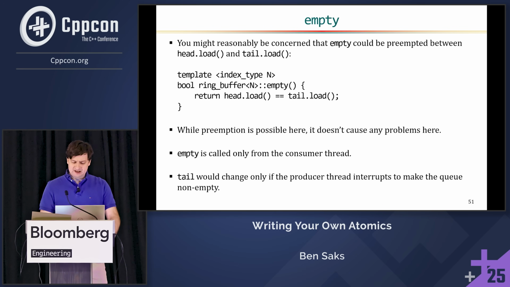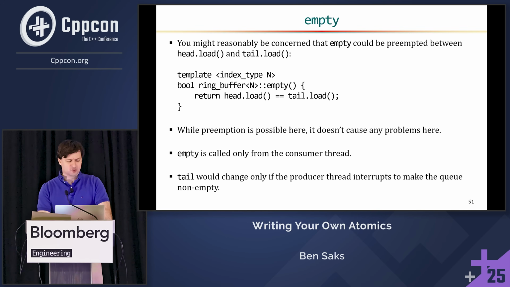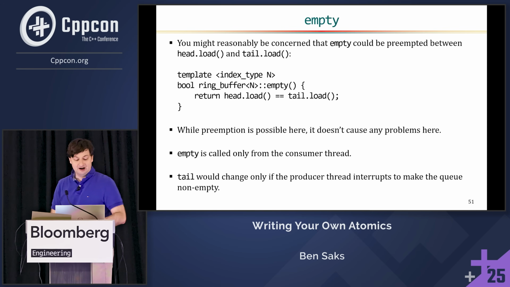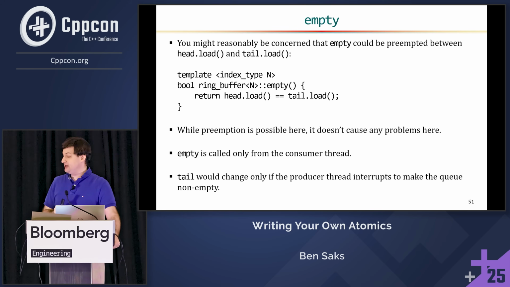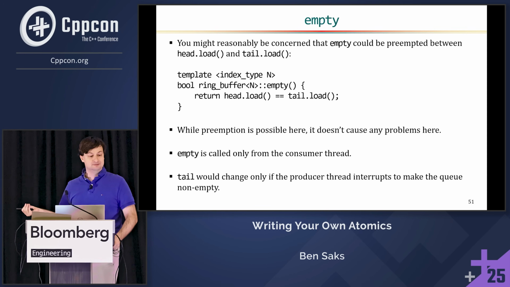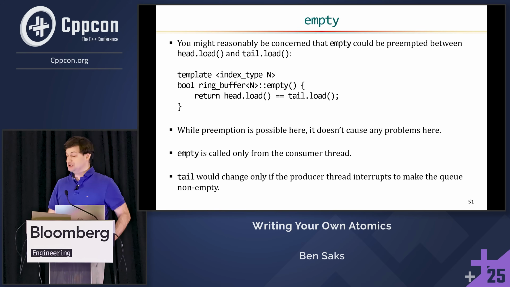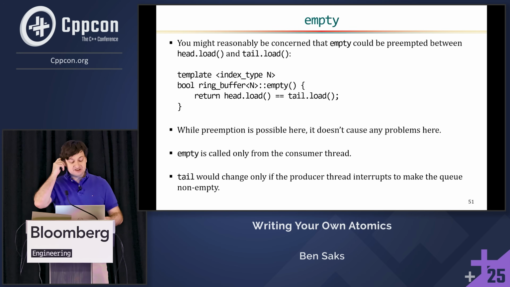Now you might be concerned, inside empty, it looks like this. Couldn't we be preempted in the middle of this empty function? Yeah, we could, actually. There's nothing here that's preventing some kind of preemption between the point when we load the value from head, for example, and the point when we load the value from tail. But the design of the queue is such that although we can be preempted in that situation, it shouldn't cause any problems, because empty is actually only called from the consumer thread at this point. It's only called to see, is there an element there to read?